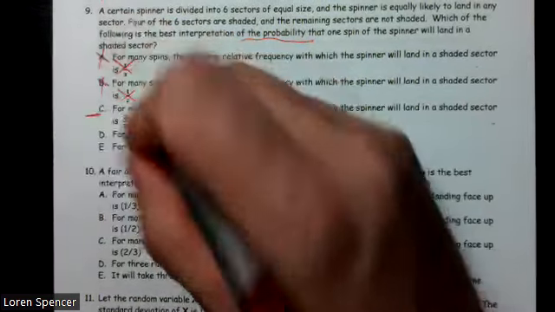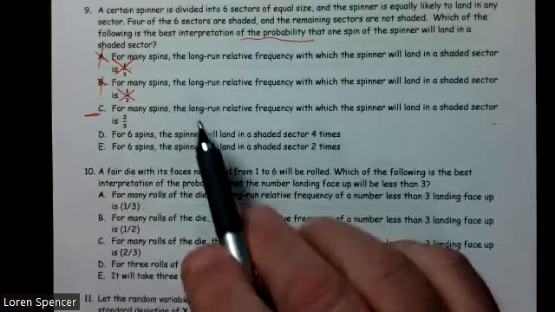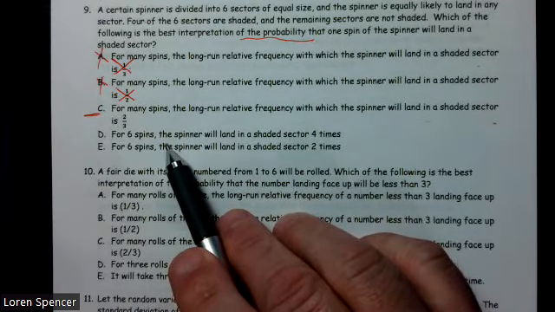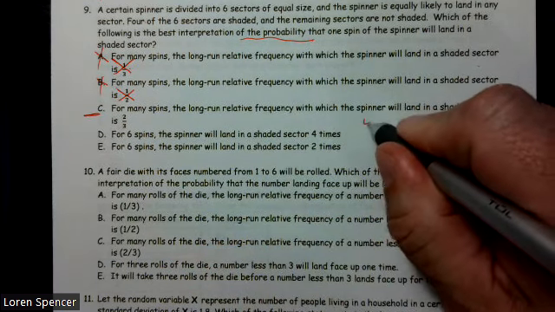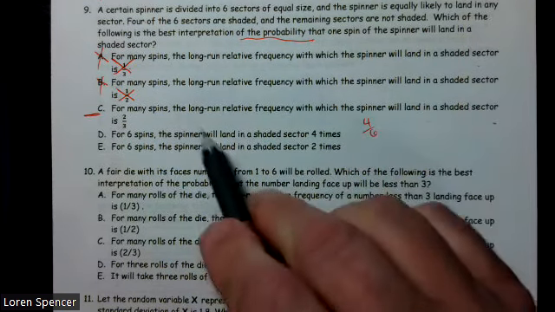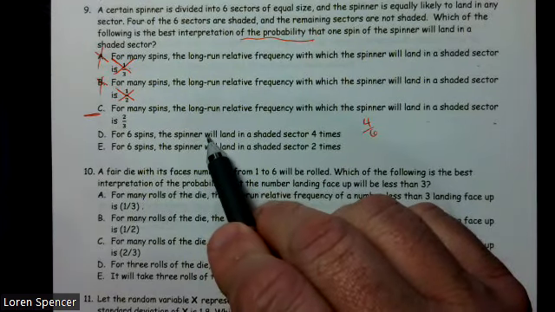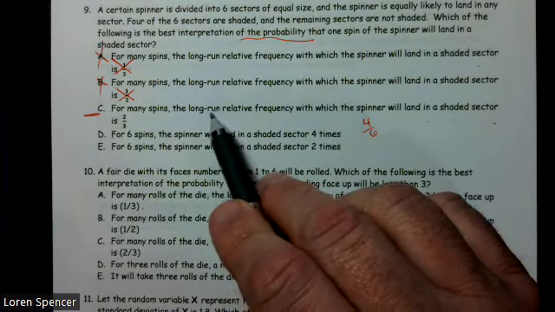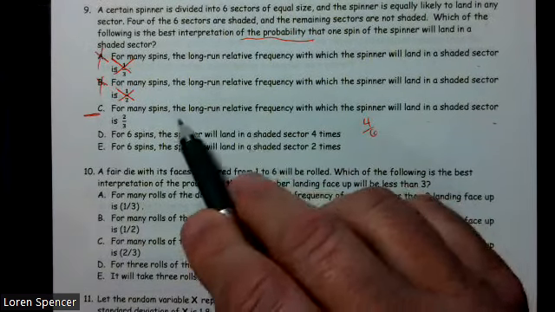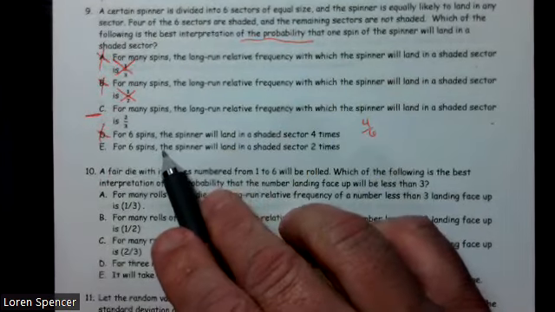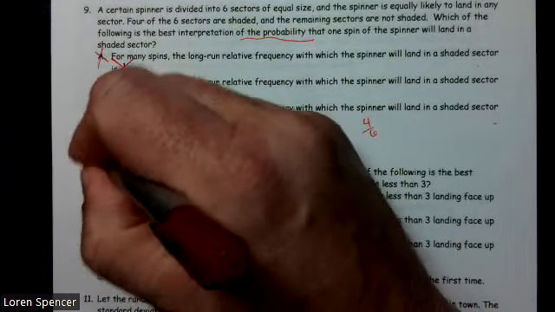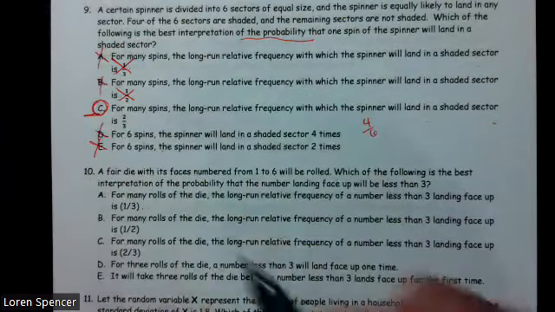In other words, we did it over and over again. We expect it to be 2/3, like this. For 6 spins, the spinner will land in the shaded sector 4 times. Well, you're going, well, that's 4 out of 6, but we don't like this because it's for a specific group. We're looking for a long run or in repeated sampling or for the entire population, not for a specific group. We can't say it for a specific group. And again, we're talking about a specific group, so it can't be that one. Our answer choice is C.